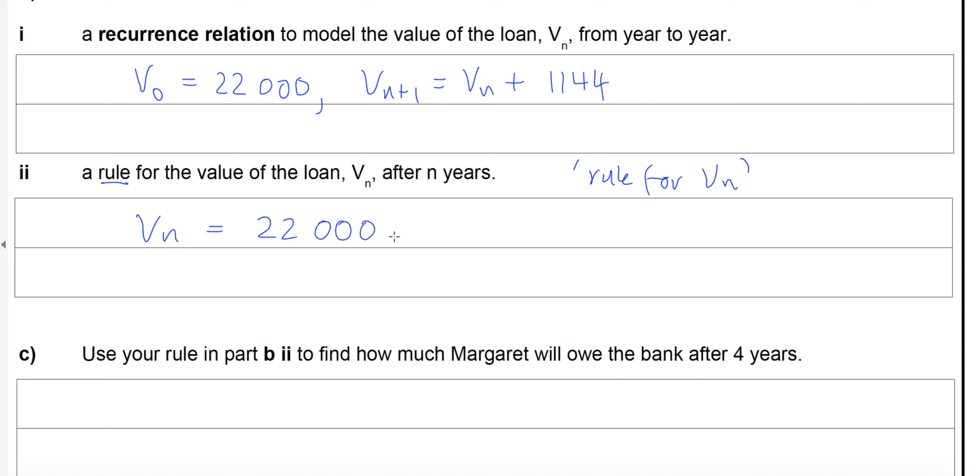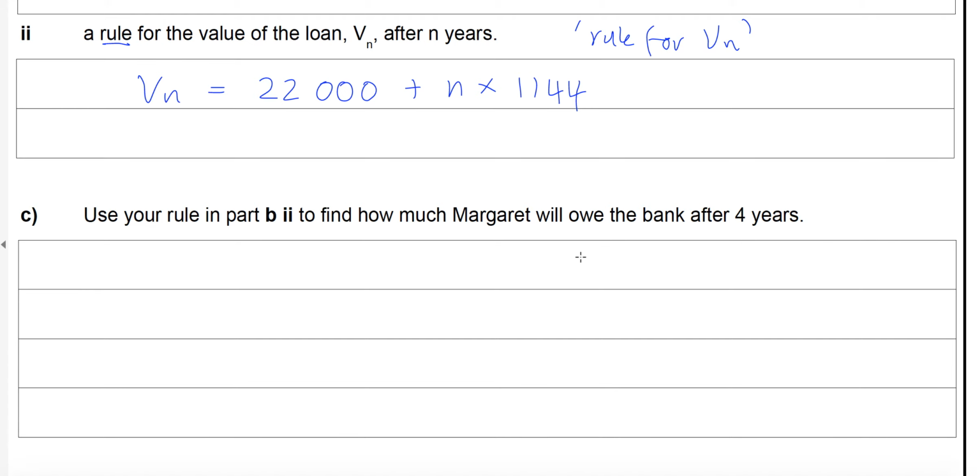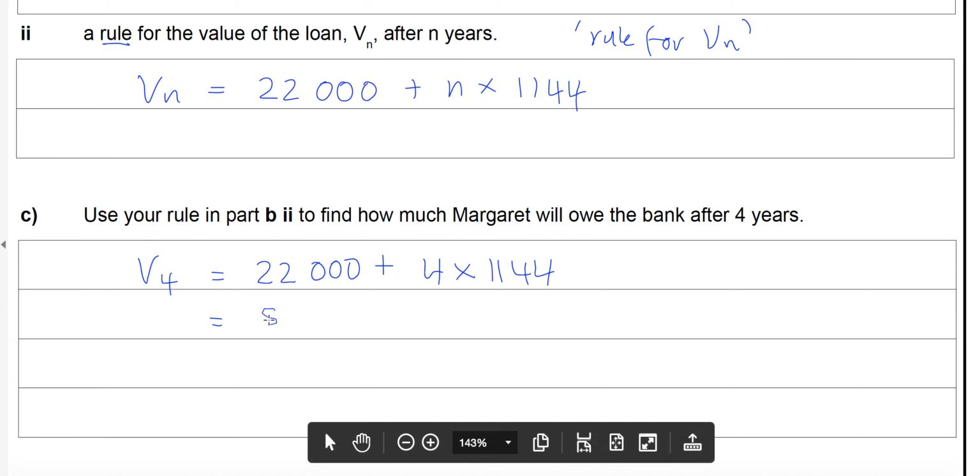So we take V0 and we add N times D, so N times 1144. And we get to use this rule now to find how much she owes after 4 years. So in other words, if she's not going to pay off this loan for 4 years, how much in total really will she have to pay back to the bank? So I'm using this rule above. I want after 4 years, so I'm substituting N is 4. So 4 lots of 1144 is what she's going to pay back, including the 22,000, hence that's why it's added.